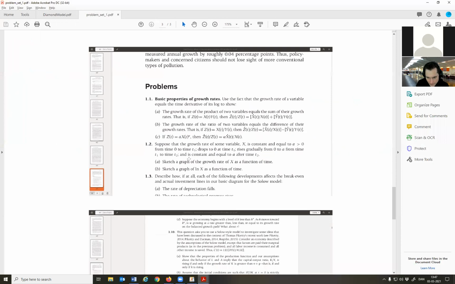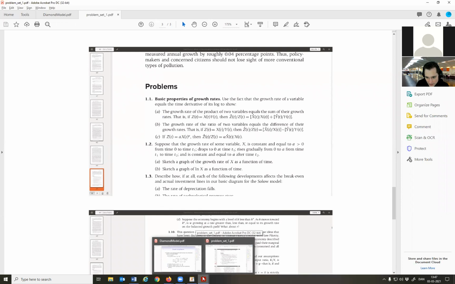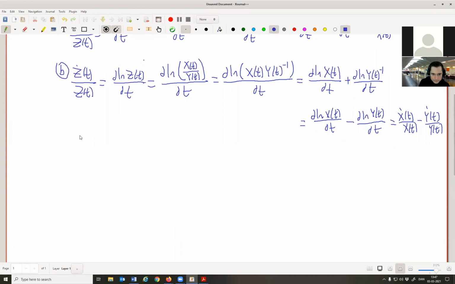All right, C. If z is a times x(t) to the power alpha, then the growth rate of z is the growth rate of x times alpha. z equals a times x(t) to the power alpha. Same as above, the growth rate of z is equal to the derivative of log of z.